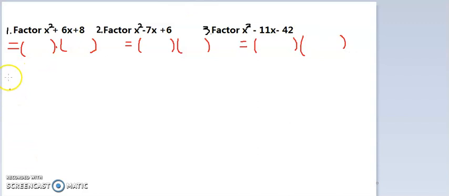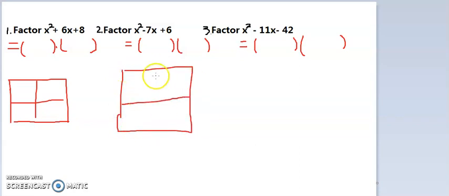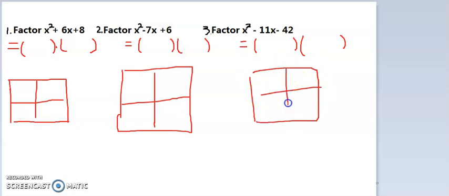For each of them, we're going to draw a 2 by 2 box and determine those two factors in the parentheses. After we get the answer, the first row will be our first factor, and the second row will be our second factor. So let's start with the first example. In the first example, we always look at the first term. The first term is x squared.